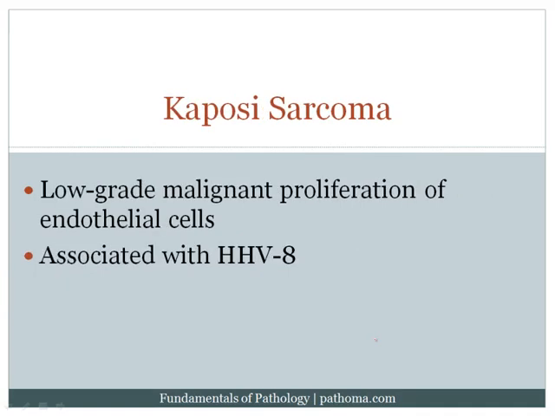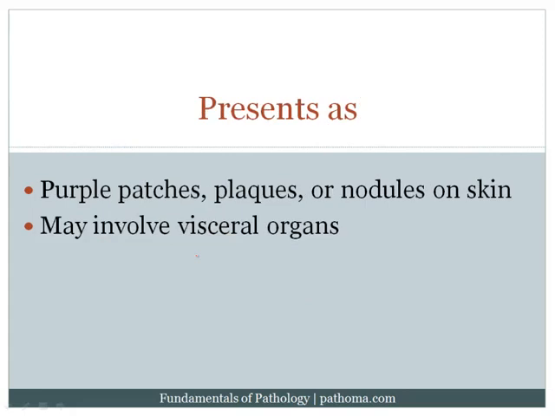And the last tumor that we want to discuss, and probably the highest yield tumor in this section, is Kaposi sarcoma. Now, this is a low-grade malignant proliferation of endothelial cells, but what's super important is that it's associated with HHV8. That's the virus that drives this tumor. And if you go back to our neoplasia lecture, you'll recall that when I talked about viruses that cause tumors, one of them was HHV8, causing Kaposi sarcoma. When you have Kaposi sarcoma, it presents as purple patches or plaques or nodules on the skin.